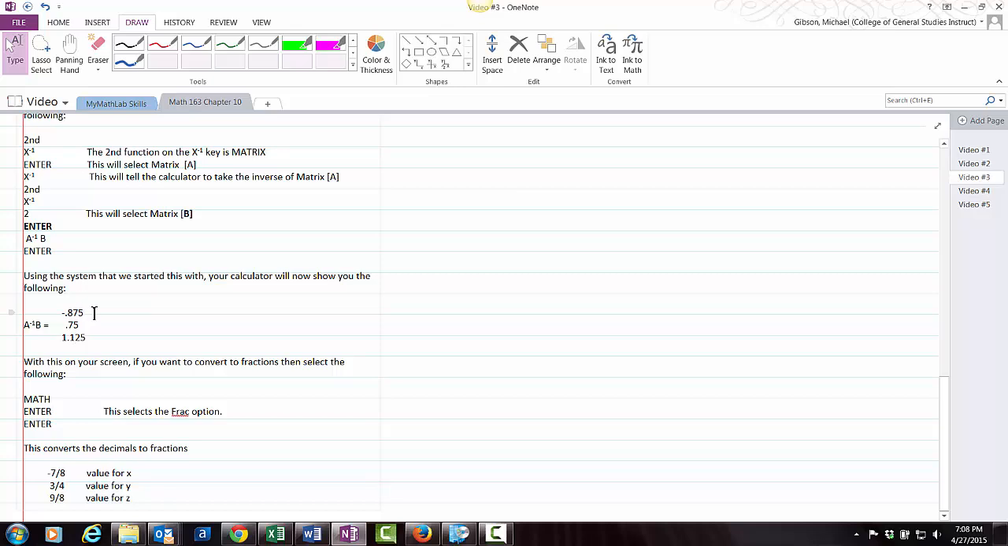Now this time the numbers work out nice and clean as decimals. You could keep them, but sometimes they'll be non-ending decimals or something, and you might want to turn them into fractions. So if you want fractions, leaving this on your screen, don't do anything else, hit the math key and then hit enter, right? Math and then enter. This will select the frac option, and then enter again. It tells it to convert these numbers up here into fractions. And in this case, it gives you minus 7/8, 3/4, and 9/8. And those are the values for x, y, and z respectively.